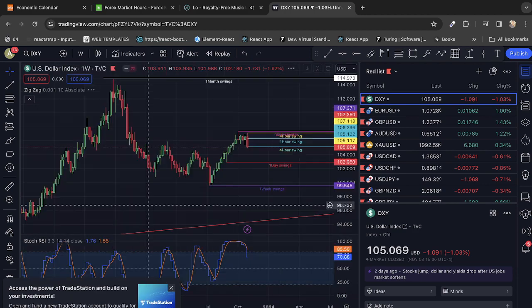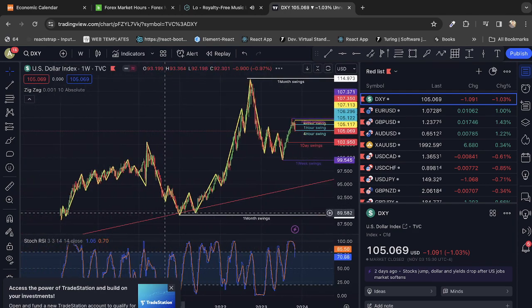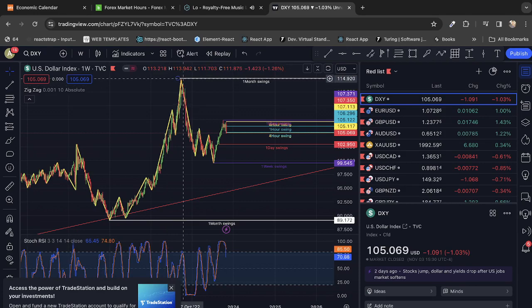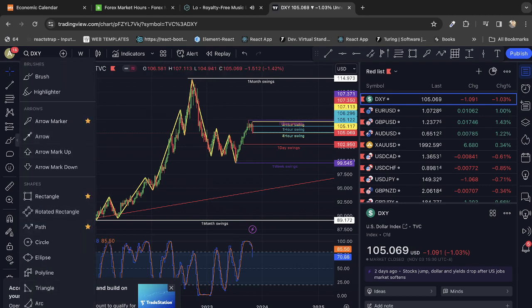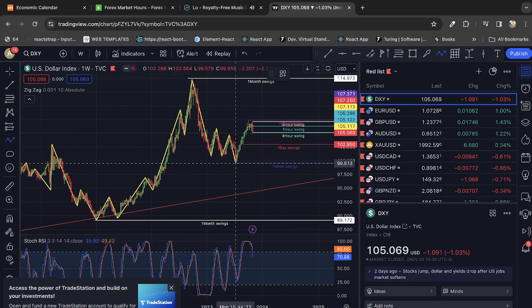If we come down to the 1 week, we had a very nice push back down here, and look at this push back up. If I should bring this out, you'll see what I'm talking about. This part here, look at this push here.